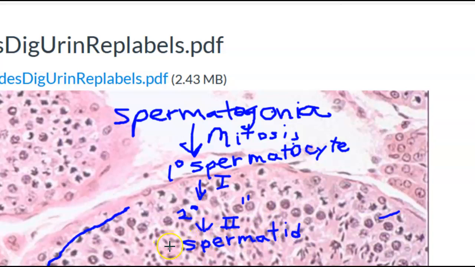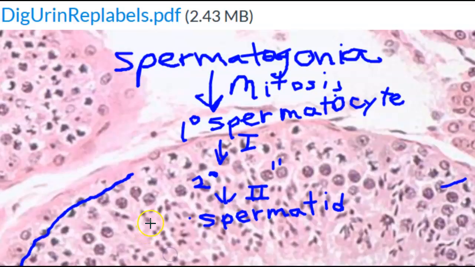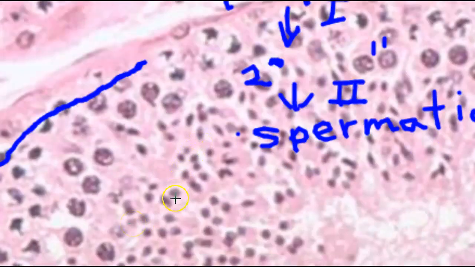Okay, so our spermatids are going to be this patch of cells right here. They're going to be these here. And what's going to happen is the spermatid then is going to produce a nice little head and a tail, a midpiece, and so forth. And so then that will become a sperm cell.